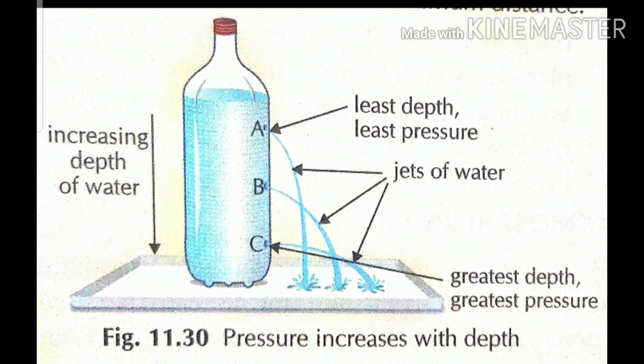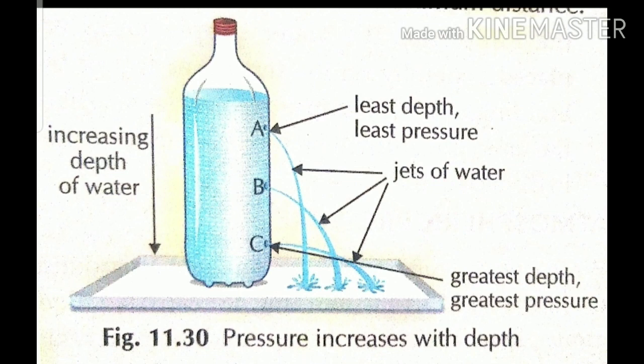The water from the hole B goes a little farther away, whereas the water from the lowermost hole C travels the maximum distance. Now why is this happening? The depth of water near hole A is less. So the water comes out from hole A with less pressure and falls near the base of the bottle. The depth of water near hole B is greater than A.